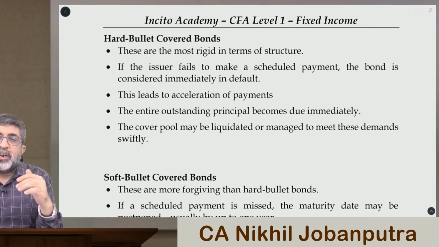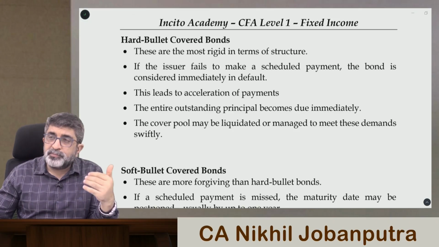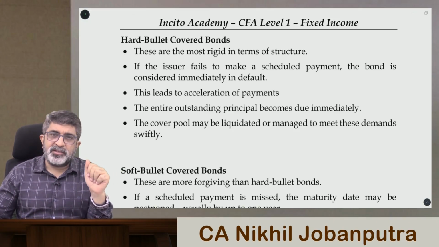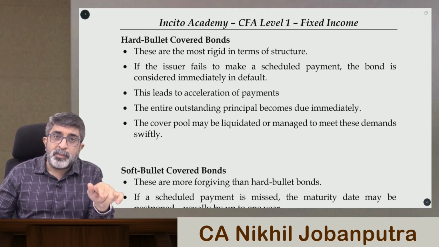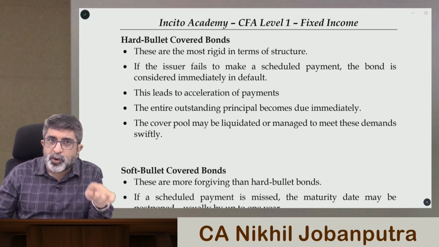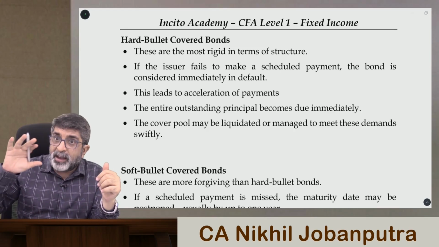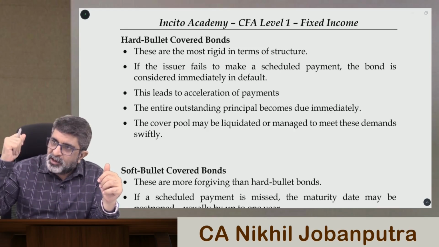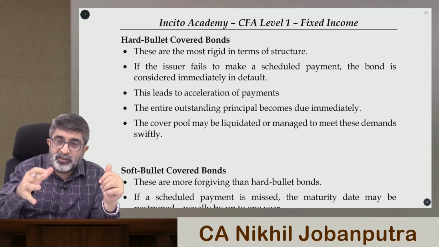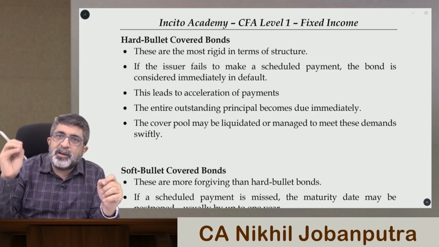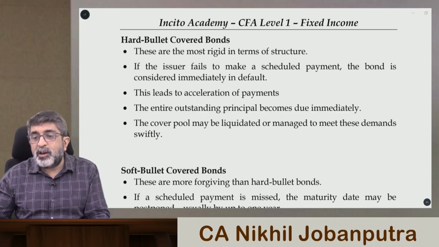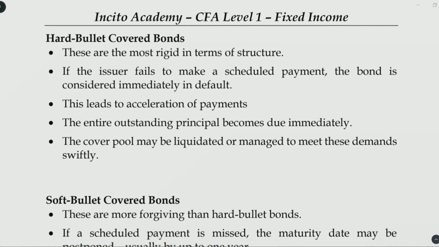Suppose the bond due date, or say the bond tenor, is remaining 7 years, but at the year end there was a coupon payment supposed to be made and the issuer makes a default in that coupon payment. Acceleration means the entire, now you cannot wait for 7 years, the entire bond's value stands payable immediately. That means it becomes due immediately, fully, including the principal repayment. So that is the meaning of this acceleration, which is an important attribute of hard bullet covered bonds. The entire outstanding principal becomes due immediately.